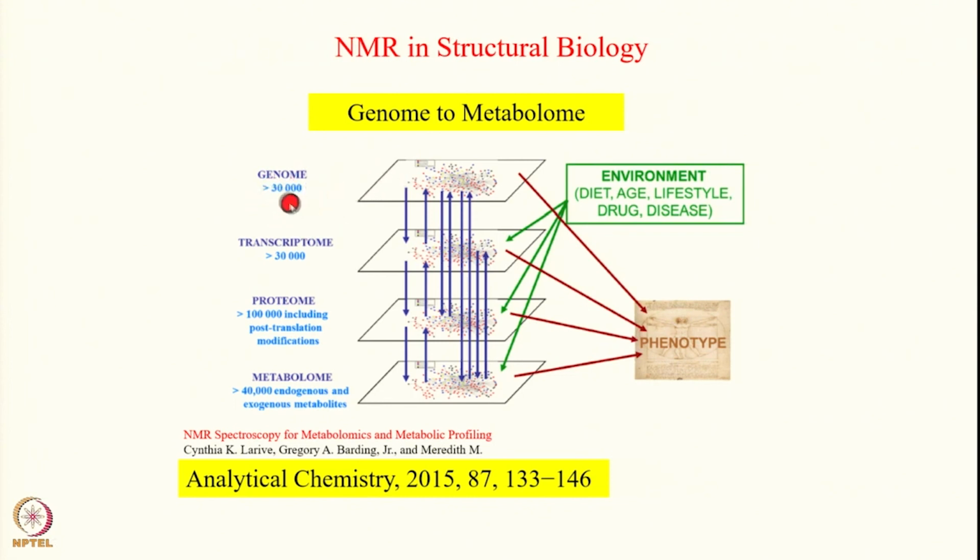Now these 30,000 genes are characteristic of the individuals, and they define what is called the phenotype, though other things also contribute to the phenotype. Now this genome is transcribed into what is called the transcriptome.